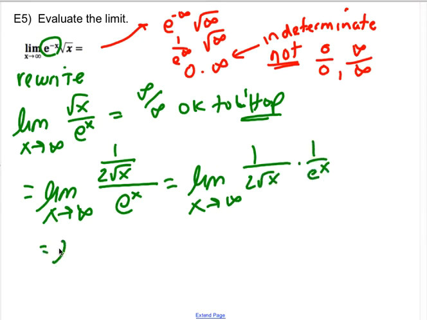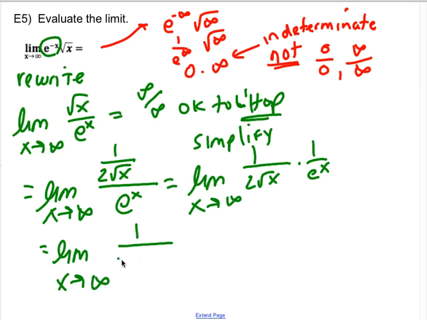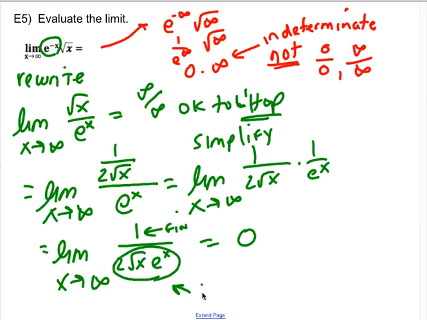So this, and again, this is just simplifying, this is not L'Hopital's, right? This is the limit as x approaches infinity of 1 over 2 root x e to the x, which means this is definitely going to 0, because 1 is definitely a finite number, and these are definitely going to infinities. Now, again, I kind of mentioned before that I can spot that because I've done a lot of these problems.